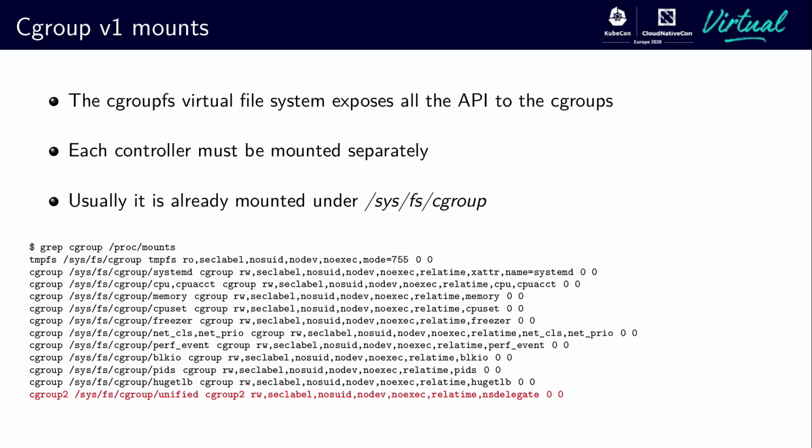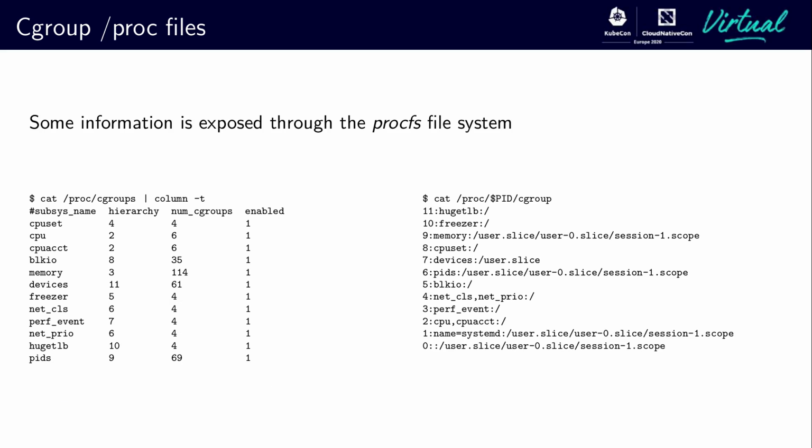We see how many mounts there are typically on a Cgroup v1 host. Each controller has a different mount. Some useful information is also exposed through the procfs file system. If we want to know to what cgroup a process belongs, we can look that up through the proc pid cgroup file. There is also another file that gives more general stats about cgroups usage.